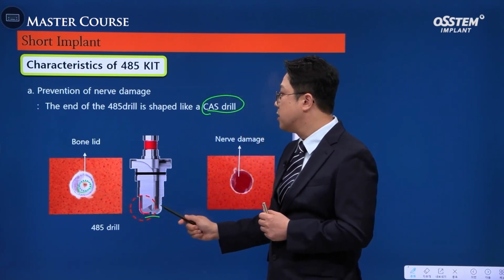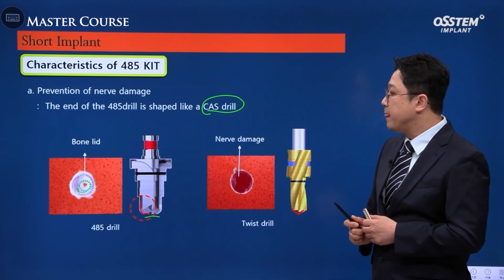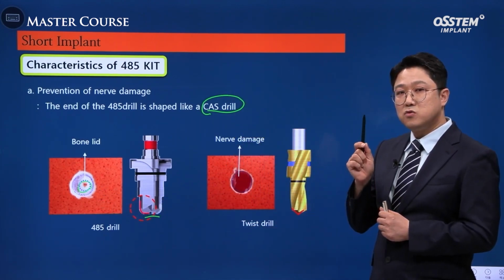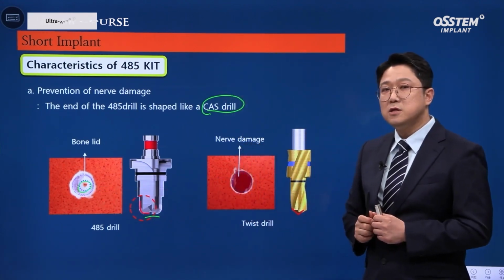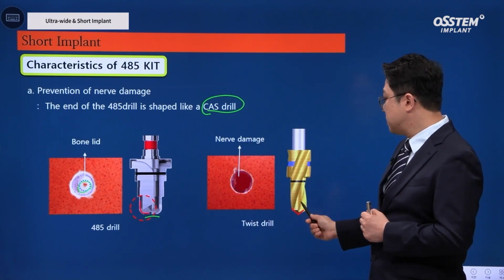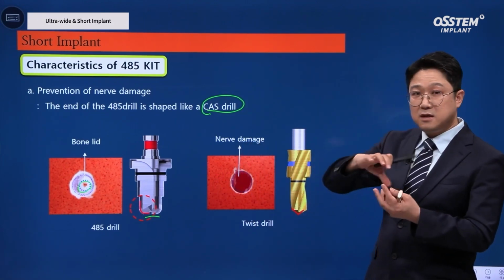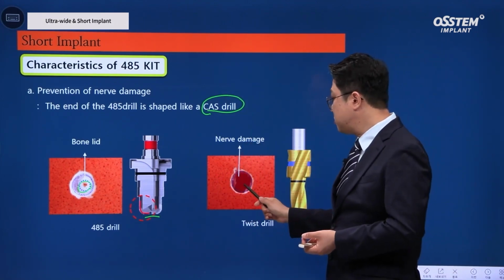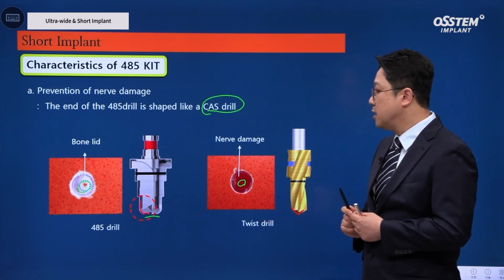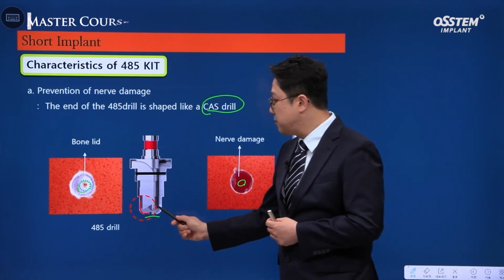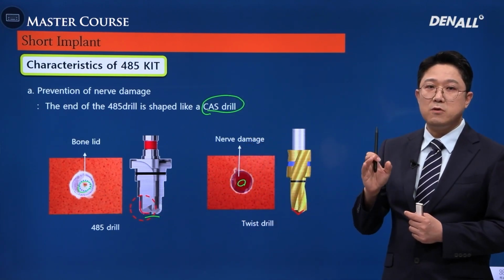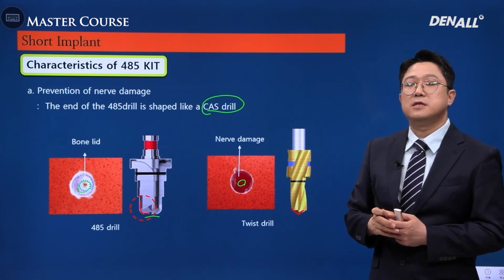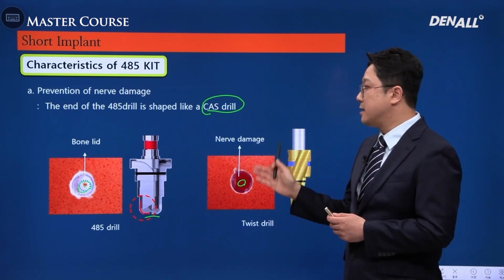In the same way, even when you punch the inferior alveolar nerve, because there's a bone lid, the inferior alveolar nerve will not be damaged. If you use a twisted drill, the inferior alveolar nerve may be damaged, but if you use the 485 kit, because there's a bone lid, it does not directly damage the inferior alveolar nerve. It secures such safety like the casket.